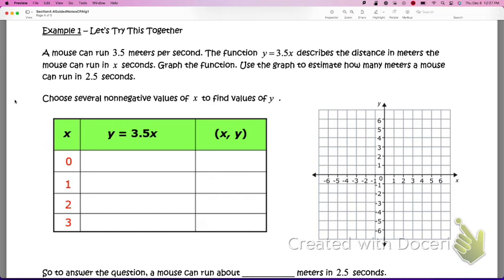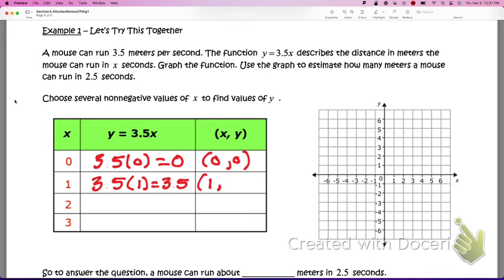So, could a mouse do 0 seconds? I guess technically we could start at 0. So when we plug in 0, we're doing 3.5 times 0, which is 0. So I get the ordered pair 0, 0. After 1 second, the distance is 3.5. So then I get 1 comma 3.5. After 2 seconds, we are at 7. So 2, 7. After 3 seconds, we are at 10.5. Perfect.